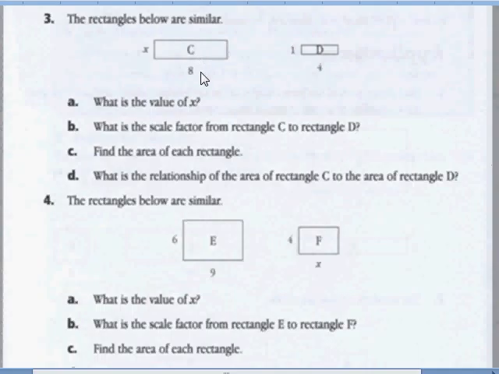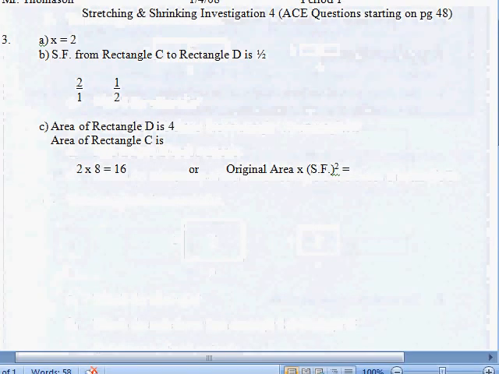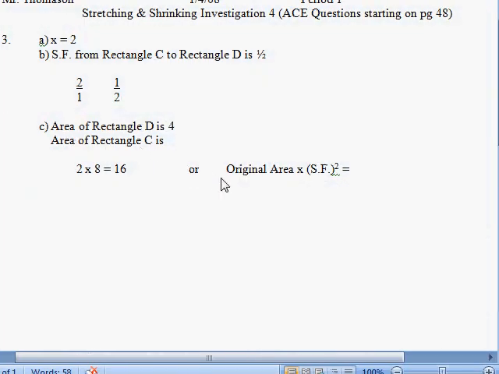Alright, again, we'll do the easy way first. Well, it's always good to go over both ways to keep it fresh in your mind. Since we know x is 2, we can simply do 2 times 8 to get the area, which is 16. The other way we want to use, again, I want you to get in the habit of using this for the more difficult problems. The original area times the scale factor squared will also give you the area of the image or the new figure, which is rectangle C.